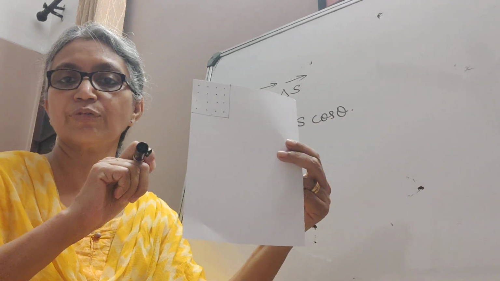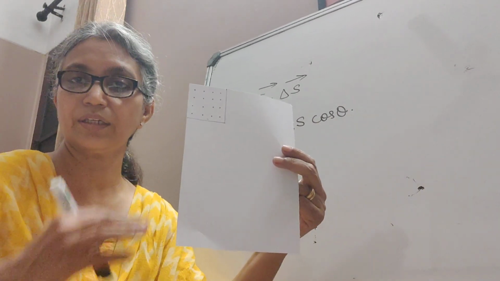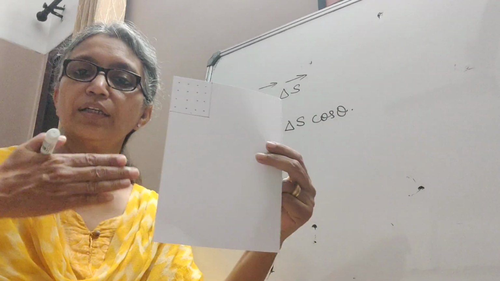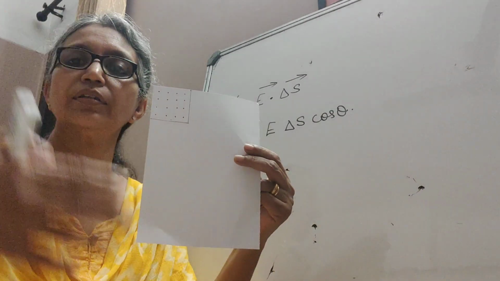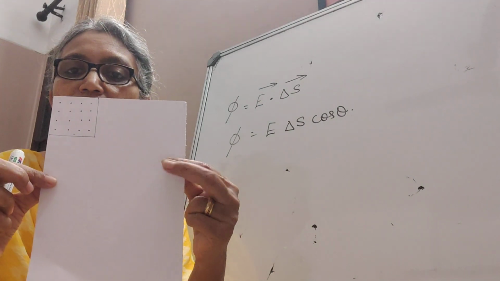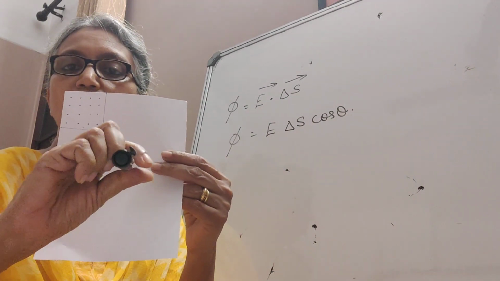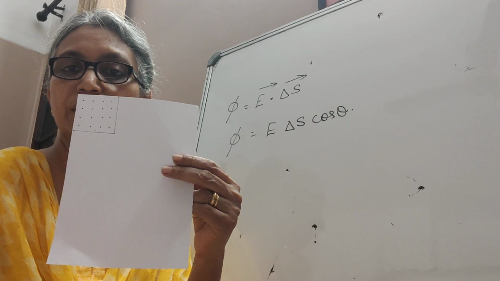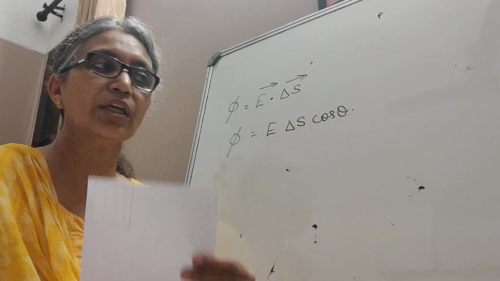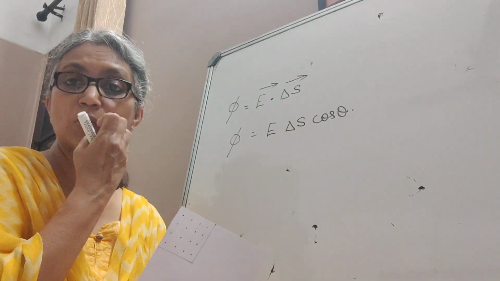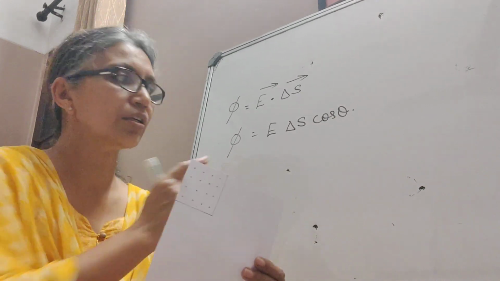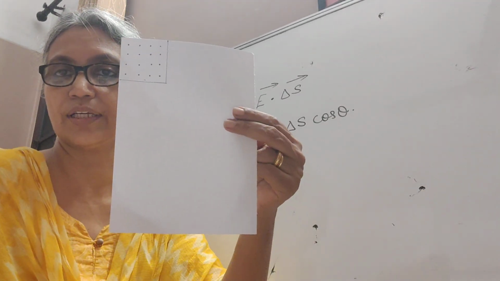So if you have an electric field pointing away from me, if this is a positive plate and I have a negative plate away from me, the electric field lines are passing towards you, meaning away from me. And if I keep an area like this, the area vector is also pointing away from me, perpendicular. So the electric field and the area vector both are in the same direction, in which case you will have theta equal to 0. So E dot delta S into cos 0. Cos 0 is 1. You will have the maximum flux passing through this area.